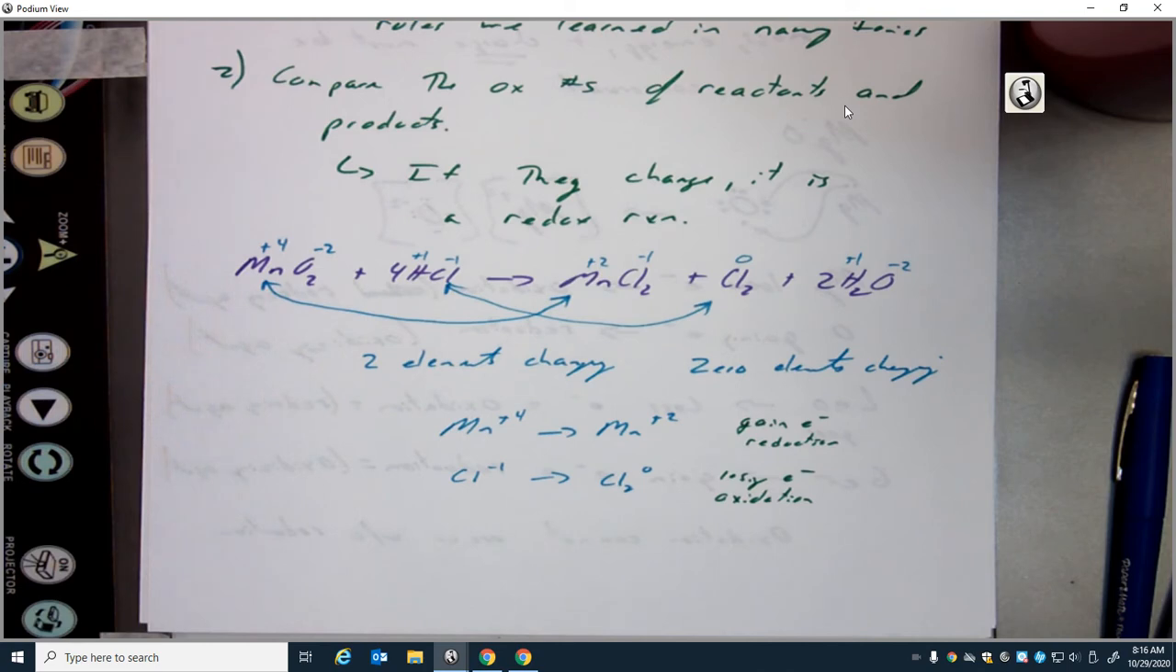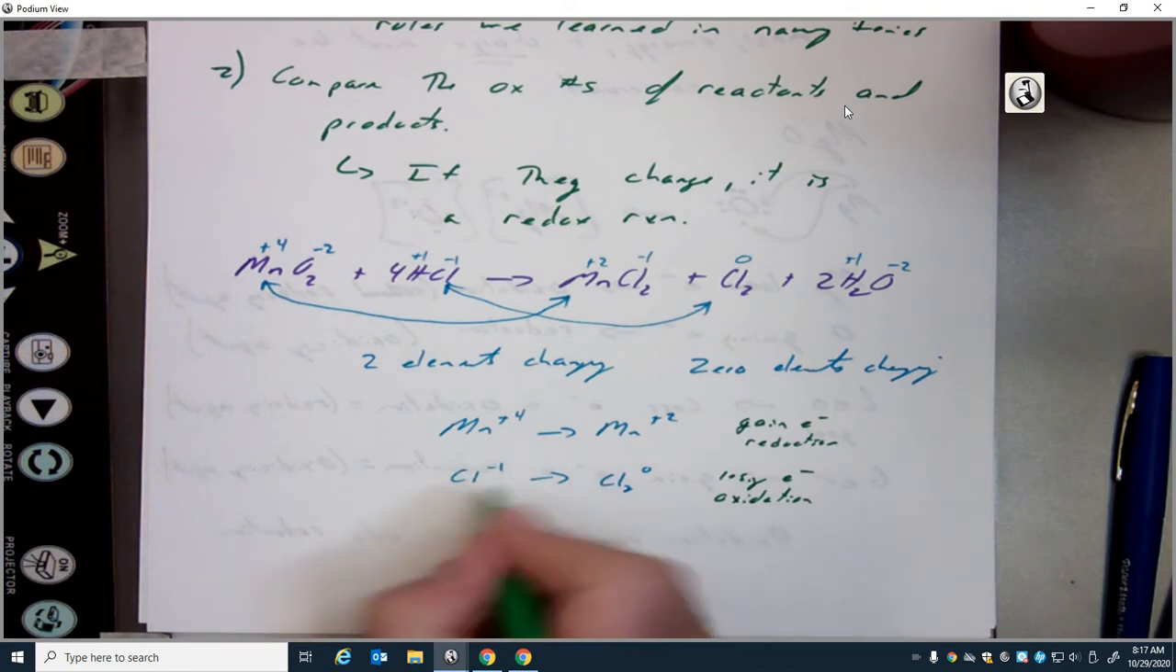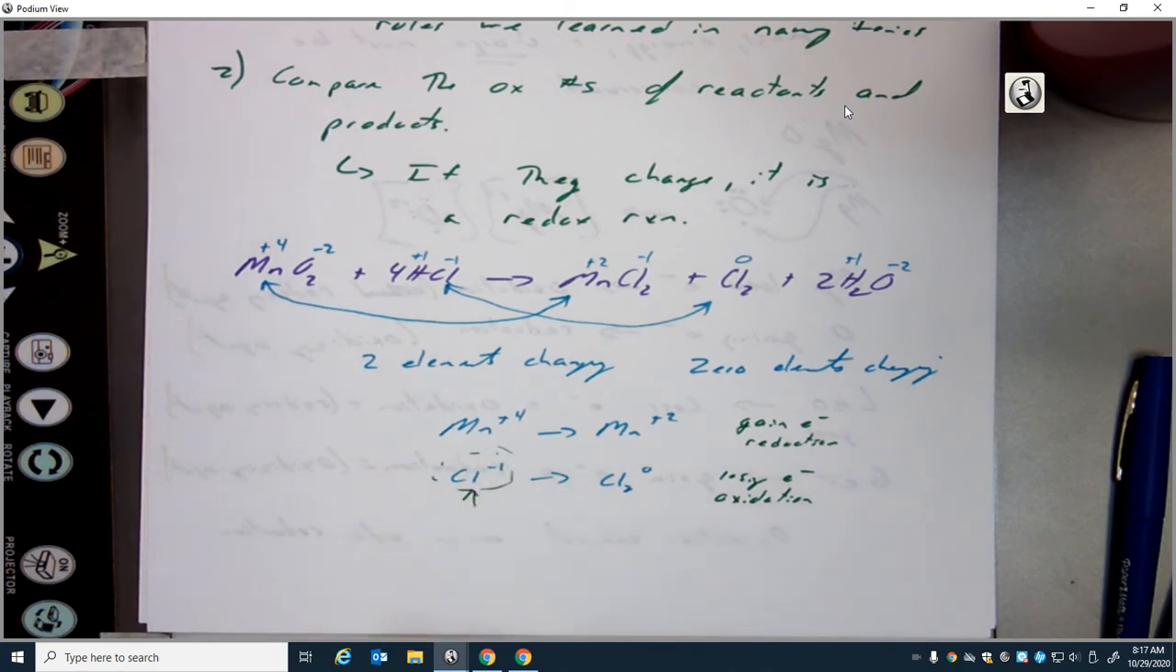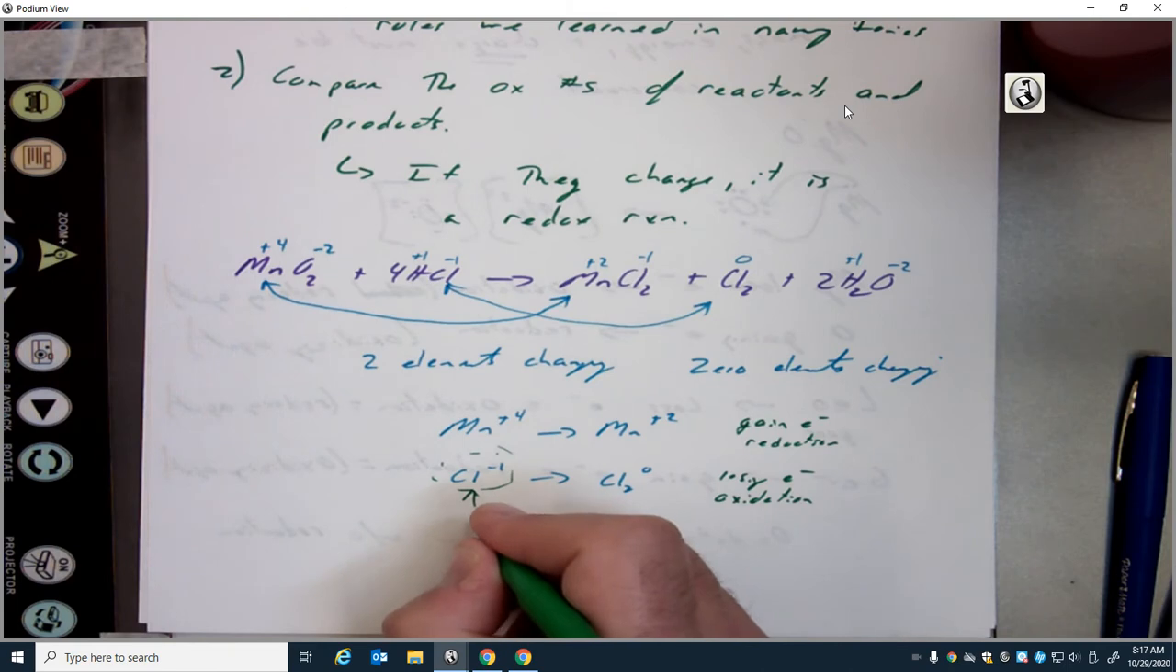Now, which species is the reducing agent? Now, when I say which species, you have to be specific. Which one of these up here is going through oxidation? Well, this guy right here is the one that's losing electrons. So this species would be the reducing agent.